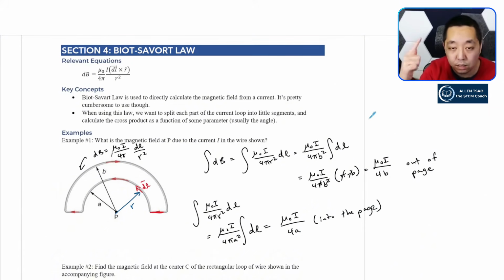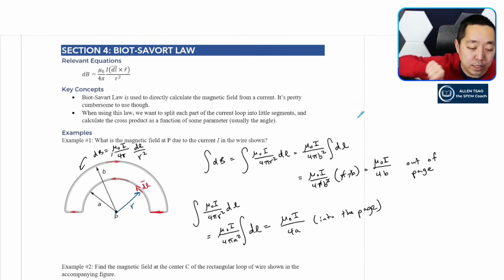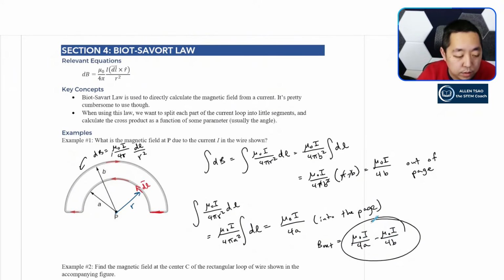My dL is up and to the left. My r is up and to the right. And so my thumb points into the page. So then the net magnetic field, this is bigger because a is smaller. So this guy is bigger than that guy. So the net magnetic field, right, is this minus that: mu naught I over 4a minus mu naught I over 4b. Okay.